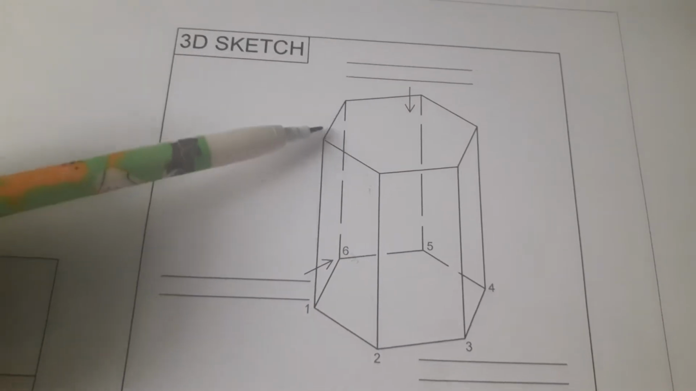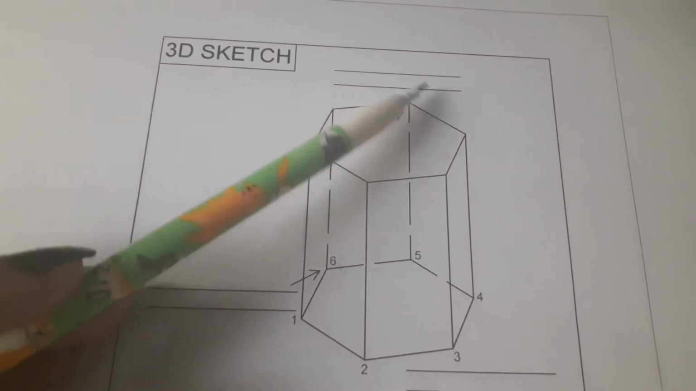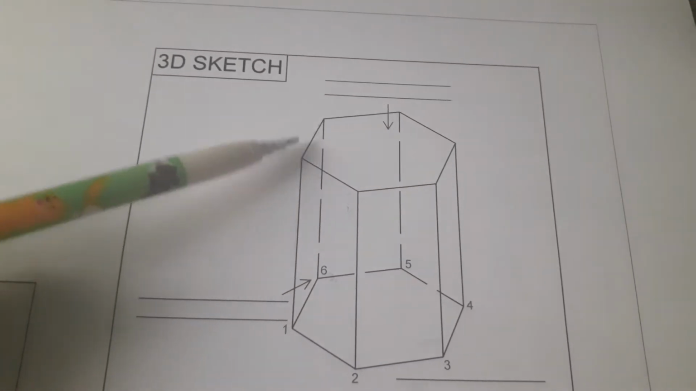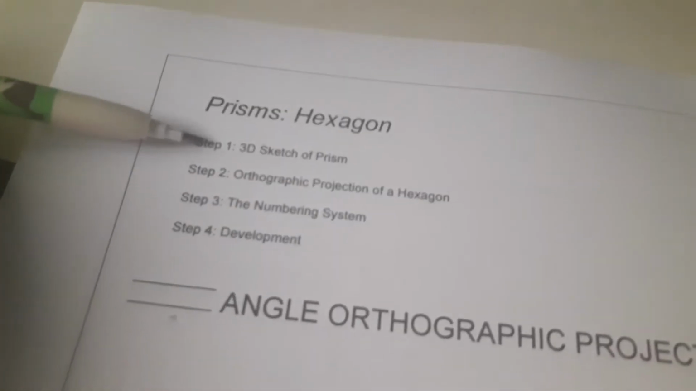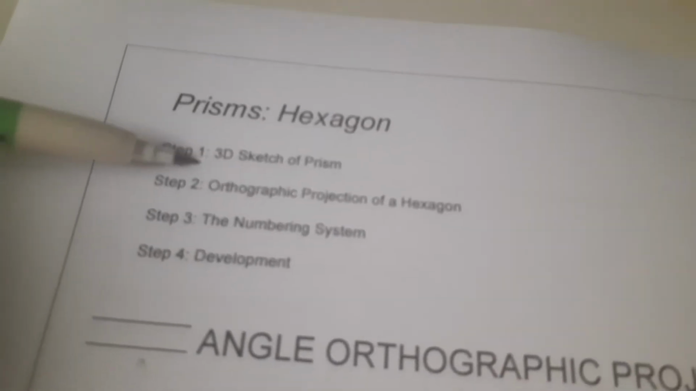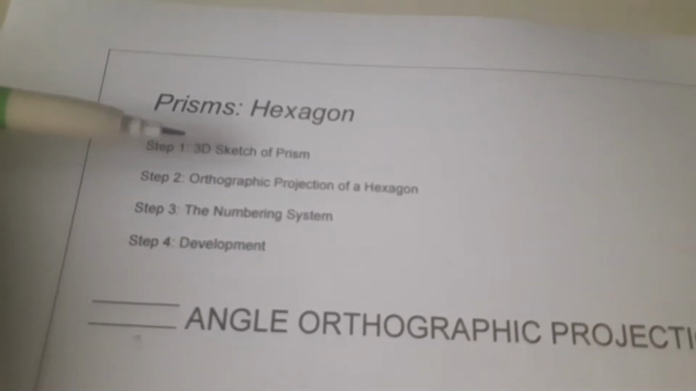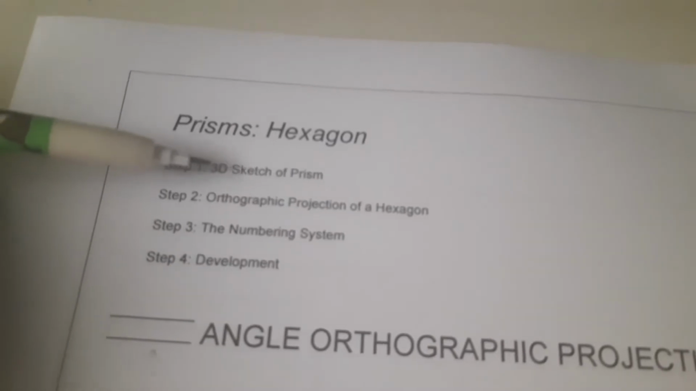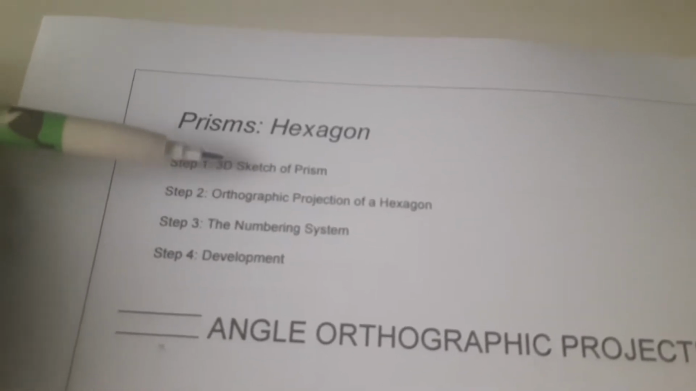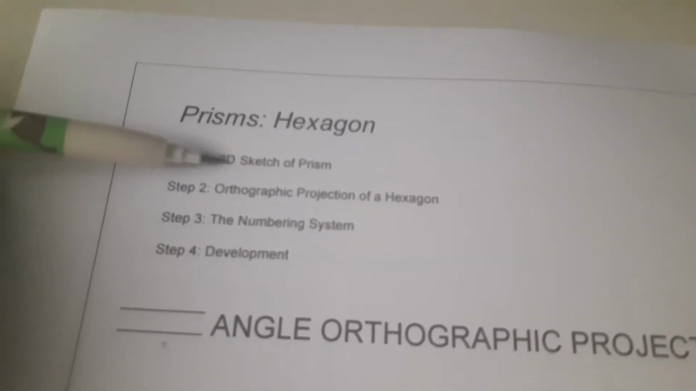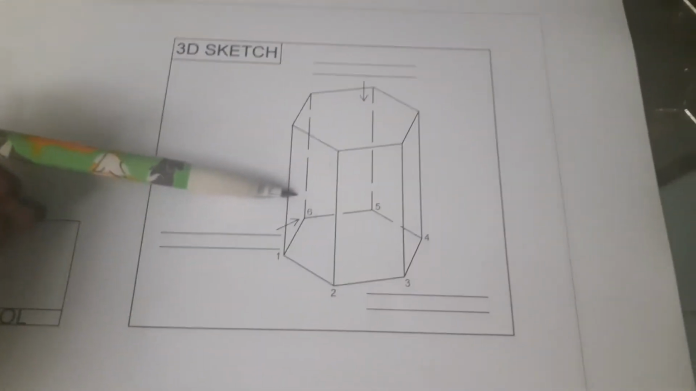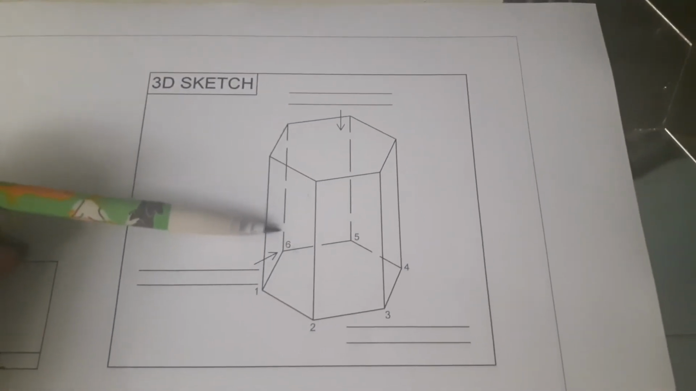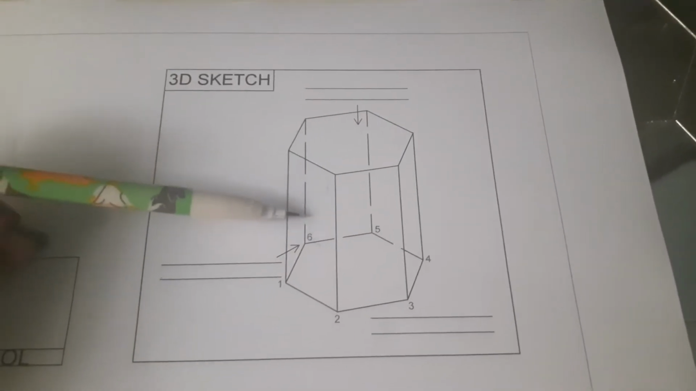This one, how do I know it's a hexagon? Because I have 1, 2, 3, 4, 5, 6. Yes, for the hexagon. So, step 1. 3D sketch of the prism. Now, 3D sketch, technically, there aren't any marks devoted towards it. However, the 3D sketch will help you have a better perspective of what you're working with. So first thing to create is a 3D sketch of the prism. In this case, it's a hexagonal prism.